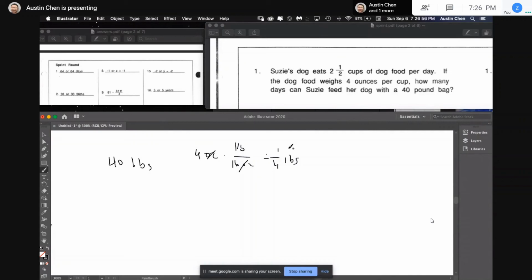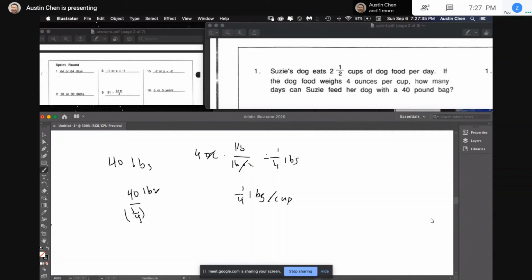So every 1/4 pounds of dog food, there's a cup of dog food. All right, so we have 40 pounds of dog food, and we want to convert this into cups, right? And so we can just divide it by the 1/4. This is like 1/4 pounds per cup, right?